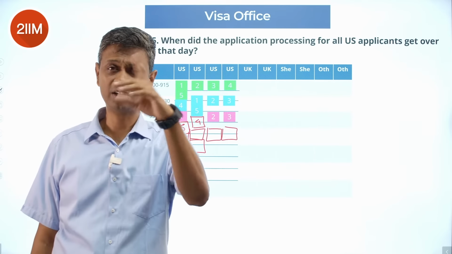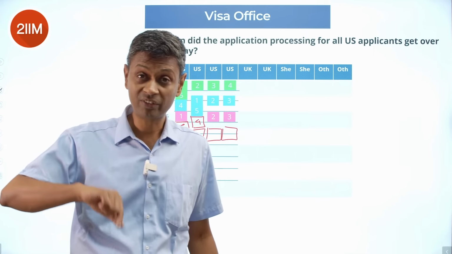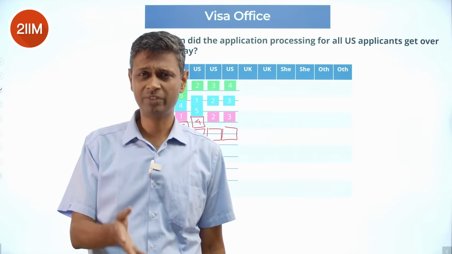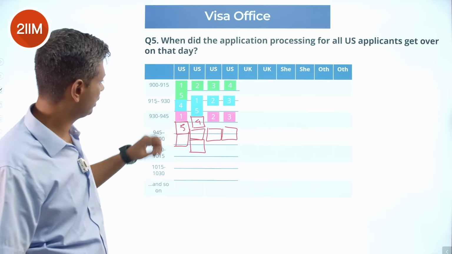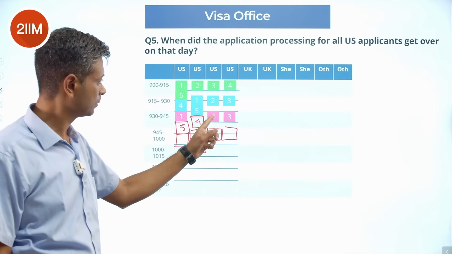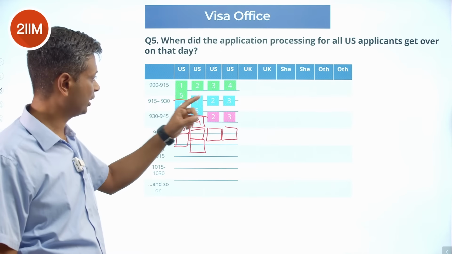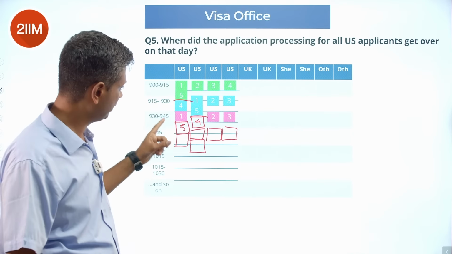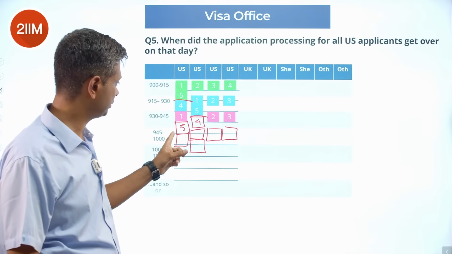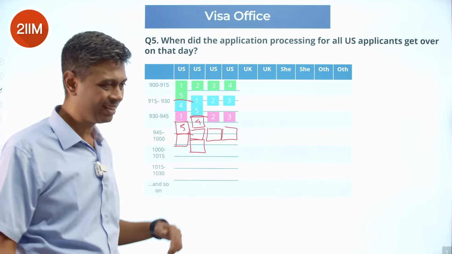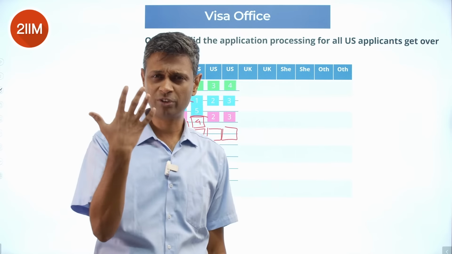The 5th applicant at 9:45 will end only after 10, exactly at 10:05. The 5th applicant from 9:30 will end at 9:35. The 5th applicant from 9 o'clock will end at 9:20. The 5th applicant from 9:30 will end at 9:50. So every slot spills over by 5 minutes.